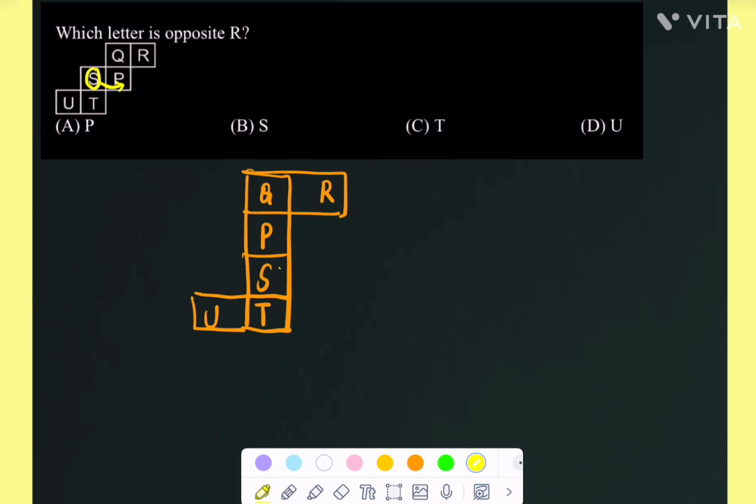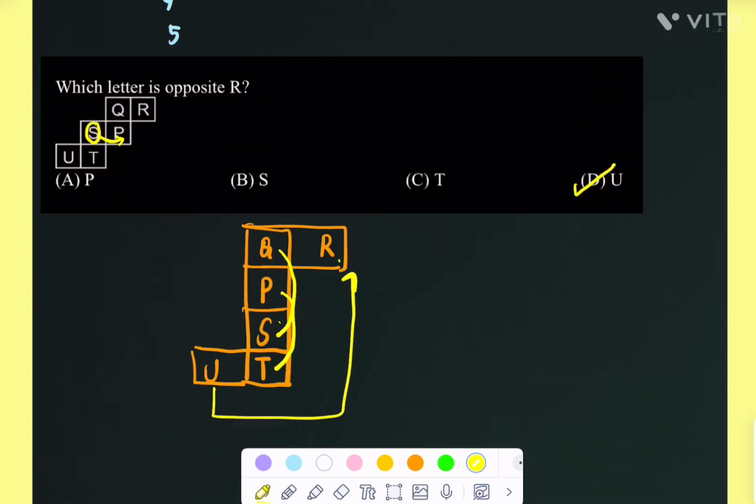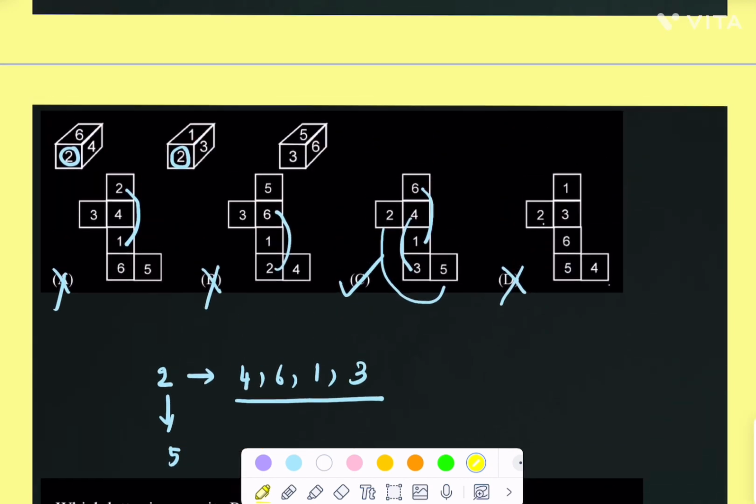Now we'll check once. Which letter is opposite to R, they are asking. These two are movable only, with equal space. Left and right are movable type. S and U are opposite to each other, right? So here Q and S are opposite, P and T are opposite. So in this format R and U are opposite, your option is option number D, alright. So in this way we can solve the questions when dice are given normally.